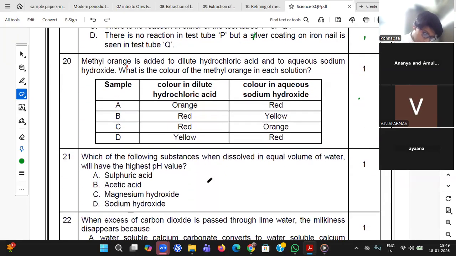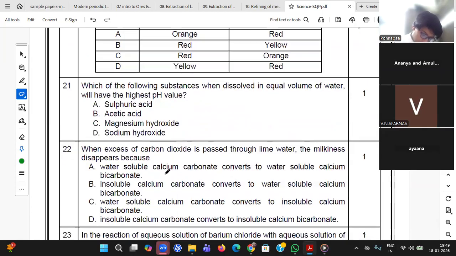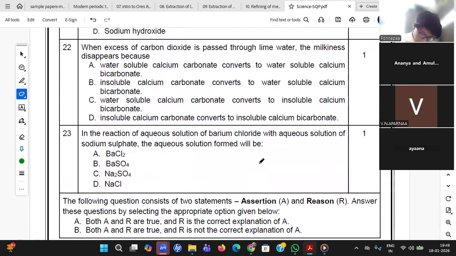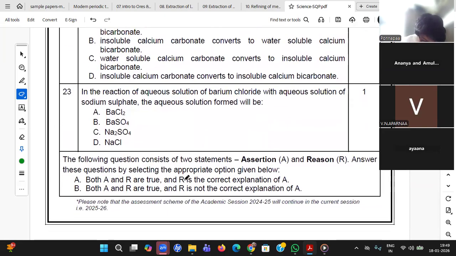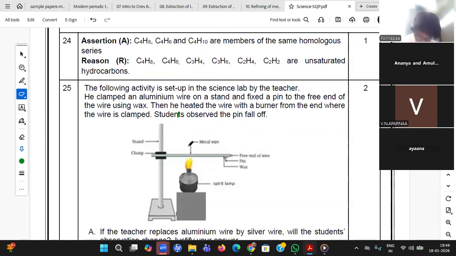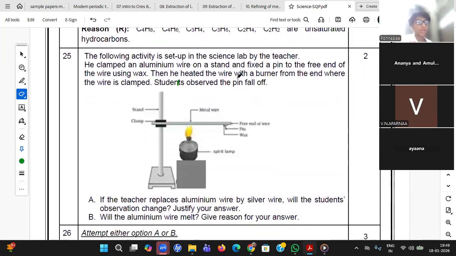Methyl orange, acids, bases, and salts. pH, acids, bases, and salts. First chapter, I guess. Aqueous solution, double displacement reaction. Carbonate compounds. Aluminium wire stand. Aluminium, silver. Yeah. Question number 25.